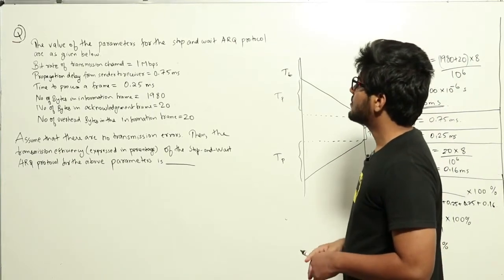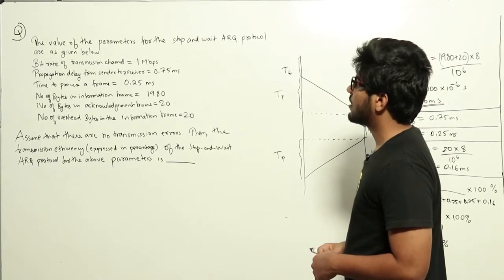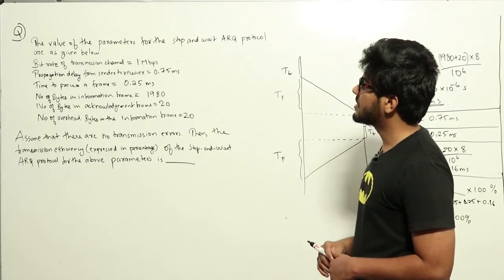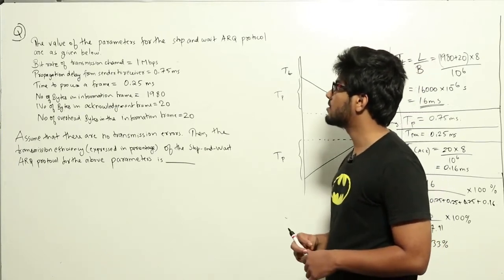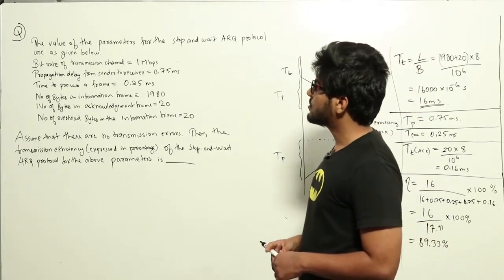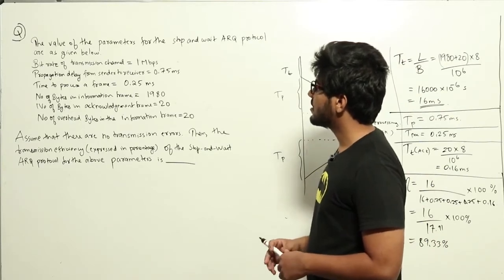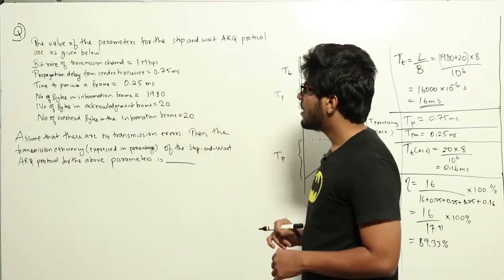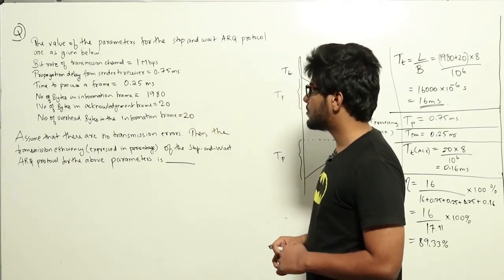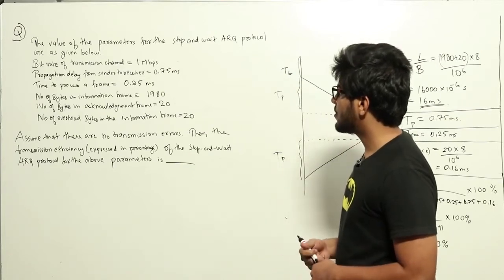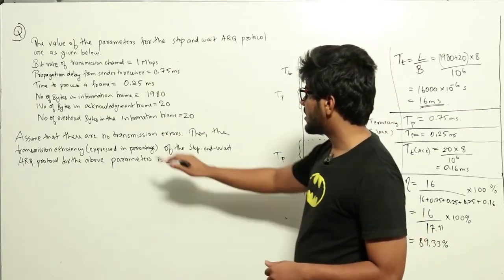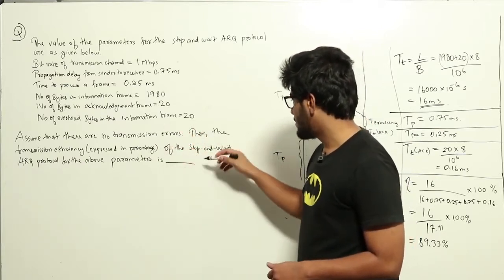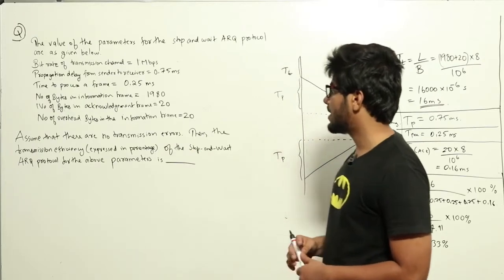The values of the parameters for the stop and wait ARQ protocol are as given below. Bitrate of transmission channel equals 1 Mbps. Propagation delay from sender to receiver equals 0.75 milliseconds. Time to process a frame equals 0.25 milliseconds. Number of bytes in information frame equals 1980. Number of bytes in acknowledgement frame equals 20. Number of overhead bytes in the information frame equals 20. Assume that there are no transmission errors. Then the transmission efficiency expressed in percentage of the stop and wait ARQ protocol for the above parameters is.